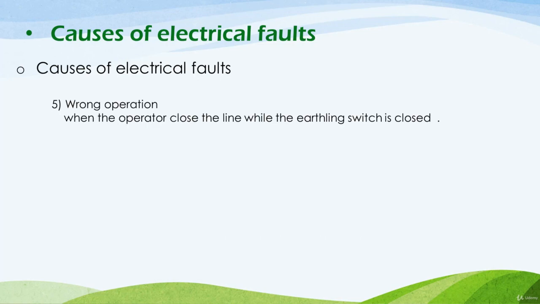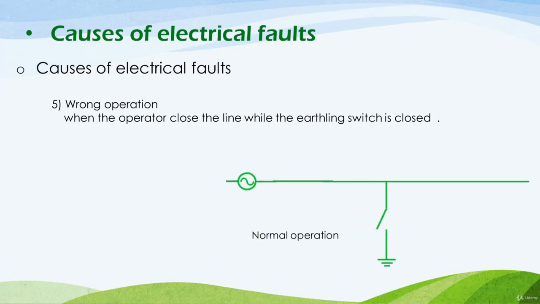So the power system may have a wrong operation, or the operator may make a mistake during the operation of the power system. For example, if the power line is closed while the earthing switch is closed, at that condition the line will be connected to the earth, and this is a mistake of connecting the line directly to the earth. As in the normal case, if the line is closed, this means the power is flowing forward to the line, and in that case the earthing switch must be open.